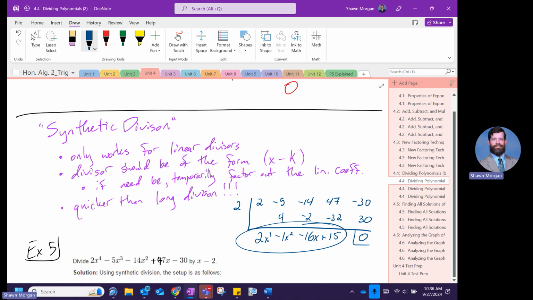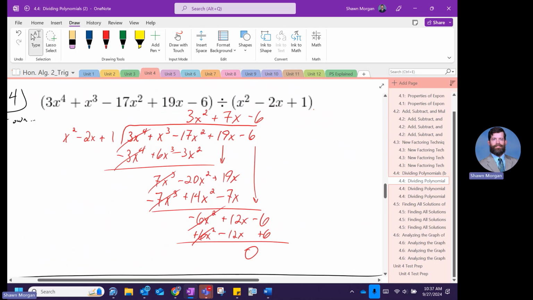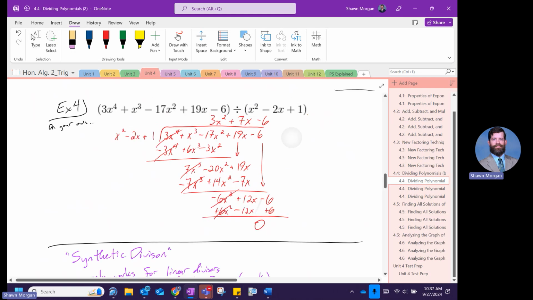It's enjoyable for me just because it's quick arithmetic, but it's so cool how you can get that. If we were to do the long division, all of these numbers, 4, -2, -32, and 30, would show up in the process. We would be seeing all of those numbers in there, but we'd also be seeing a lot of variables and a lot of time being taken up.